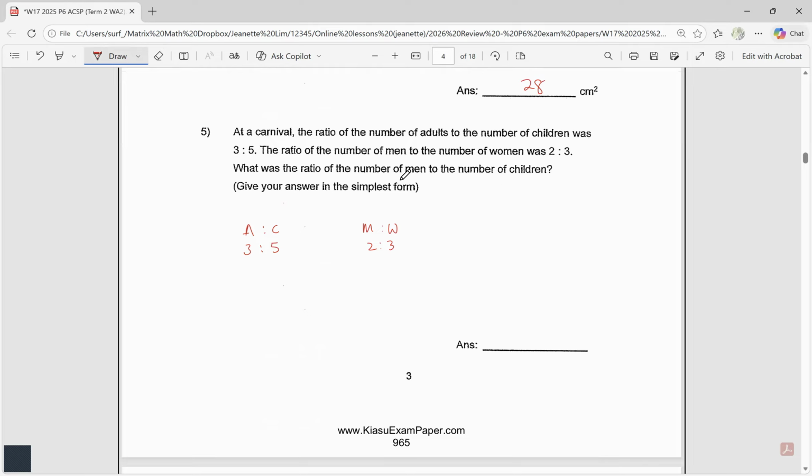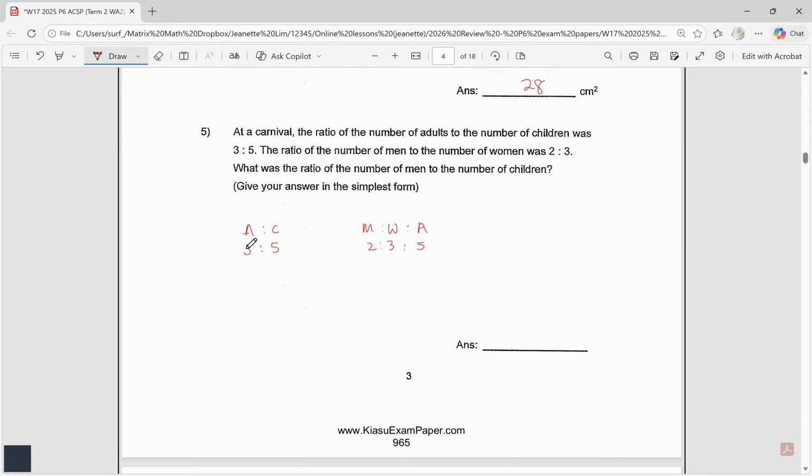So what is your common base? What is something that can be found in both ratios? So men and women, when you combine them, you call them adults, right? So the sum of this will be adults. So that is actually a common base, adults. So men plus women is 5. Adults here, 5. Adults here, 3. They are referring to the same thing.